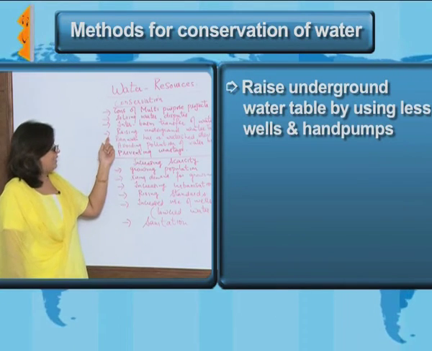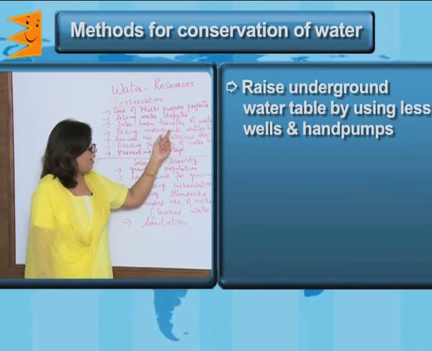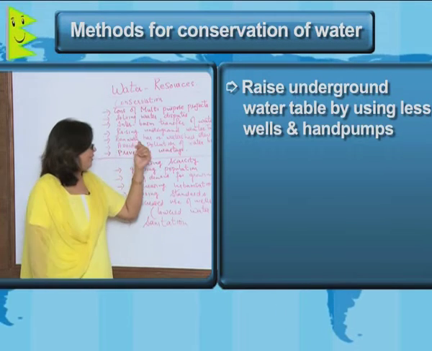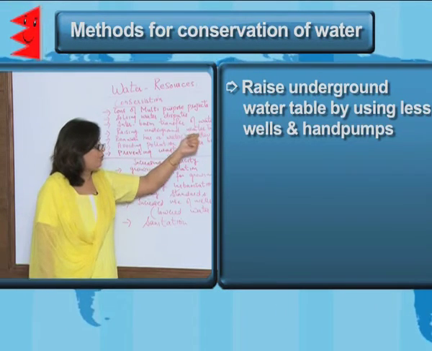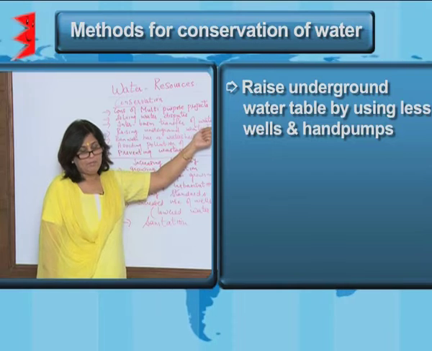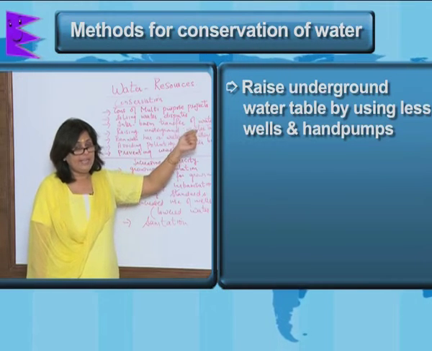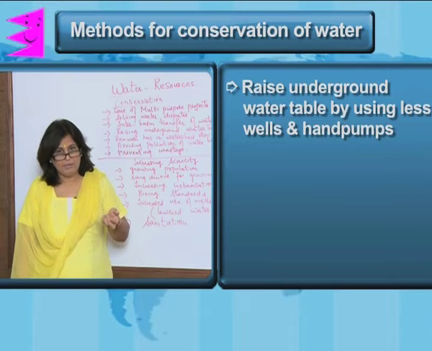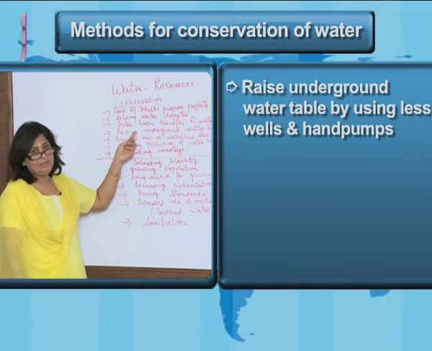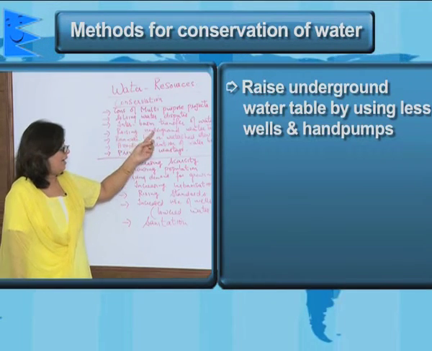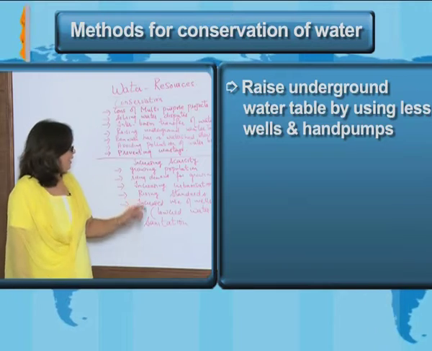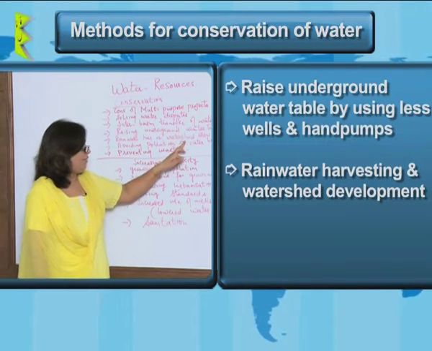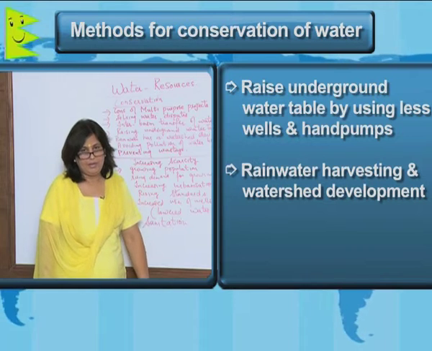The next step is raising the underground water table. Now, how do we actually raise the underground water table? By using fewer wells and the other hand pumps that we have. This is the way that we can raise the underground water table. Next is rainwater harvesting and watershed development.